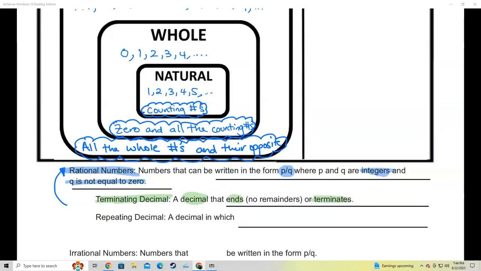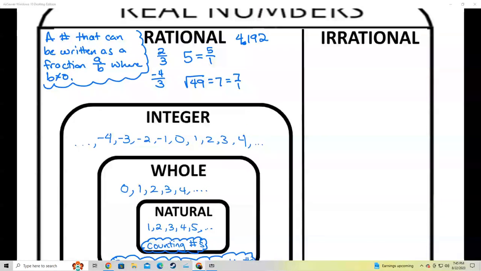Or the next definition that we have is a repeating decimal. Go ahead and take a different colored highlighter, and we're going to highlight that vocabulary word. A repeating decimal is a decimal in which one or more of the digits repeat infinitely. So I want you to highlight that it's a decimal where the digits repeat infinitely. What does that look like? Well, that's going to look something like this.